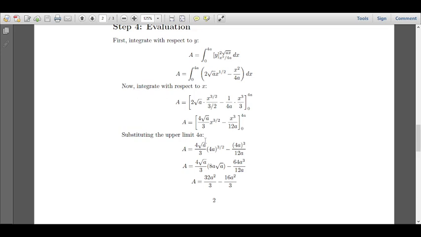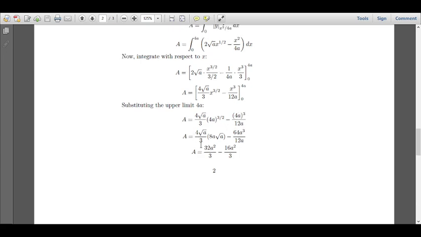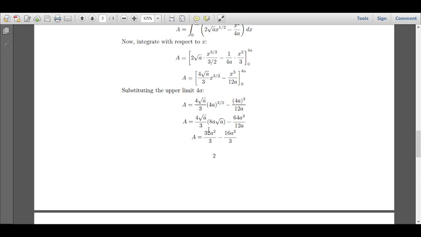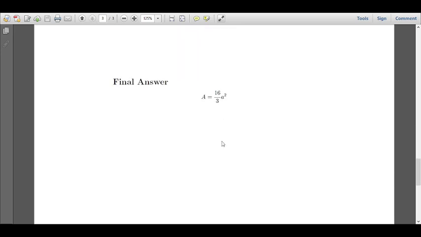Substituting the upper limit 4a; if you substitute the lower limit x equal to 0, the total becomes 0. So substitute only the upper limit 4a. So A equals 4 root a by 3 times 4a whole power 3 by 2, minus 4a whole cube by 12a. Since 4 power 3 by 2 is 2 square whole power 3 by 2, which is 2 cube, 8, and a power 3 by 2 is a root a, and 4a whole cube is 64a cube by 12a. Now this is 8 into 4, 32, root a into root a, so 32a square by 3 minus 16a square by 3, which is 16a square by 3.